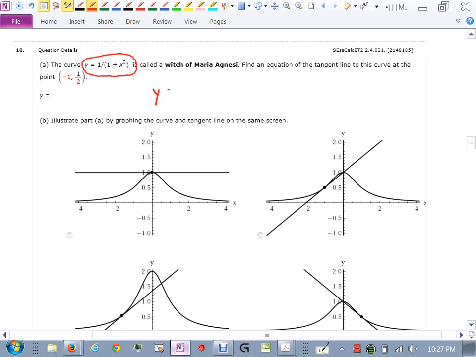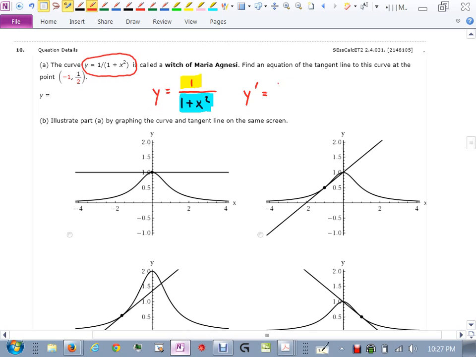So first let me rewrite the function just so you can tell what it is. It's division because it's 1 over 1 plus x squared. That's what that is up there. Now let's talk about the derivative. Now we have a top, we have a bottom. We use the quotient rule.